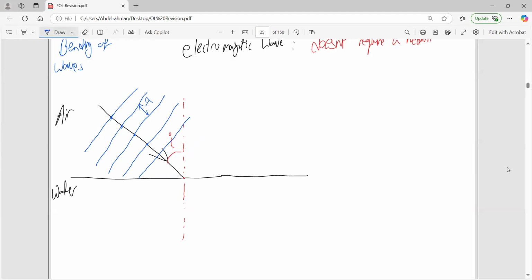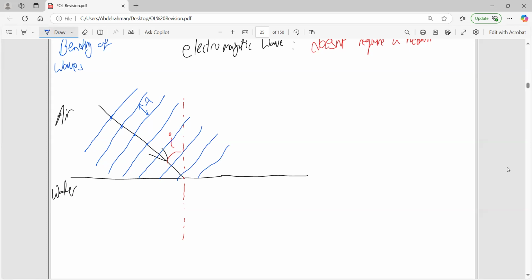It starts to bend. The question is, why does it start to bend? I know it has changed the medium, but why does it change its direction?